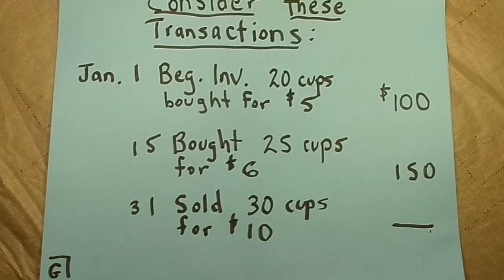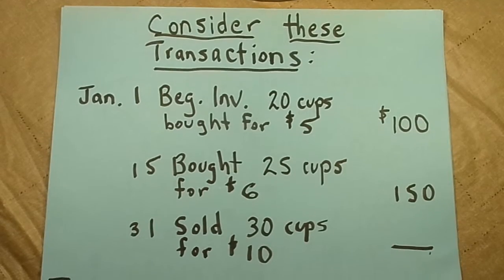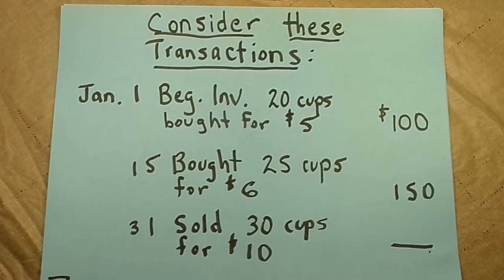Consider this transaction, or these transactions. We have January beginning inventory. January 15th, we bought some new inventory. And then January 31st, we sold 30 cups. Not all 45 that we had in stock, but 30 of them. Also, I've put that dash there because the sale price of those 30 is irrelevant when we're tracking cost.